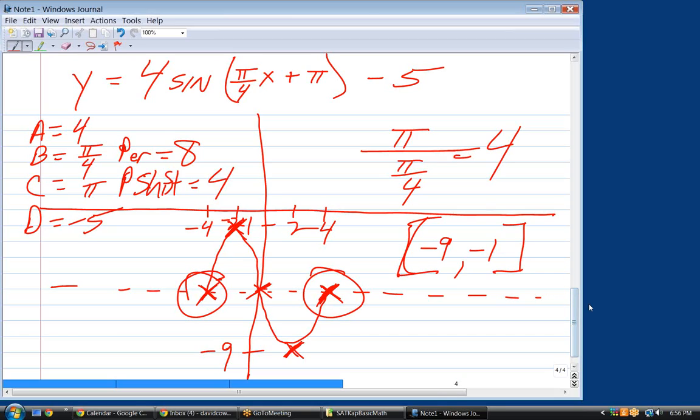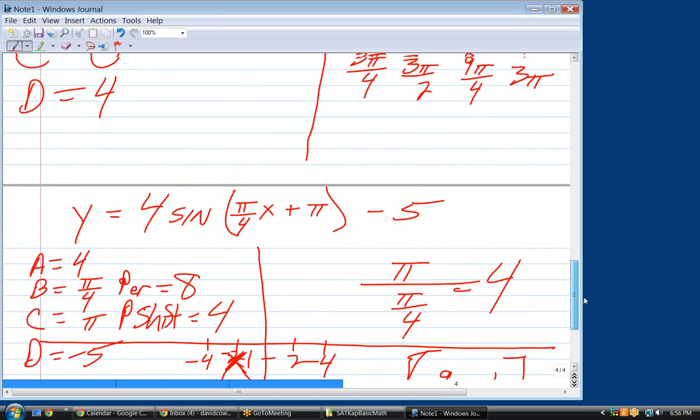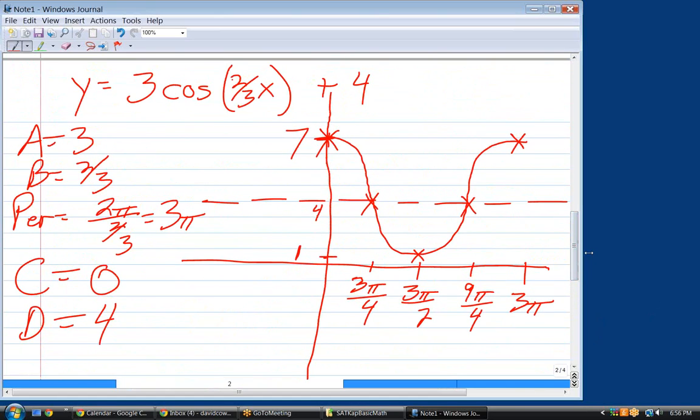Okay. On the other one, the domain is all reals. The range is from 1 to 7.